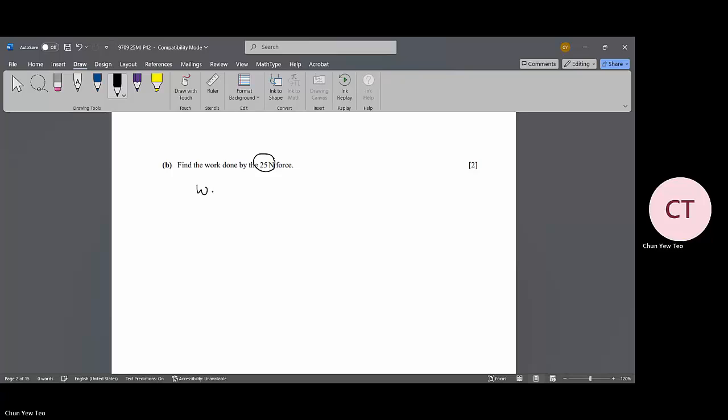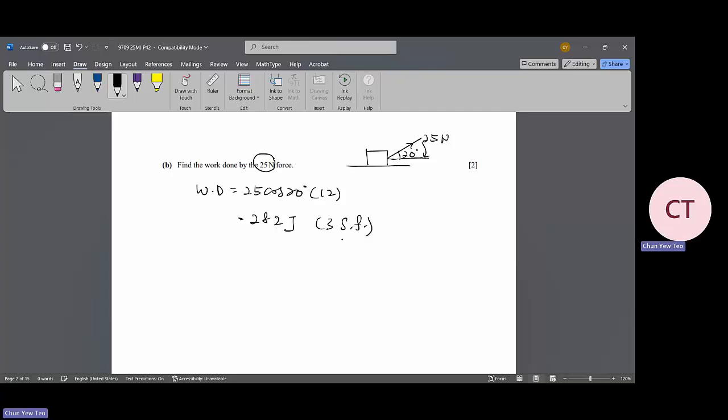So the work done is actually 25 cos 20 multiplied by 12 meters. The reason is that the crate is being pushed with a 25 Newton force at 20 degrees above the horizontal. So you need to resolve the force into the horizontal first and then multiply by the distance traveled horizontally. So this answer will be 282 joules, in terms of 3 significant figures. Mention that this is 3 significant figures. So you'll get 282 joules.